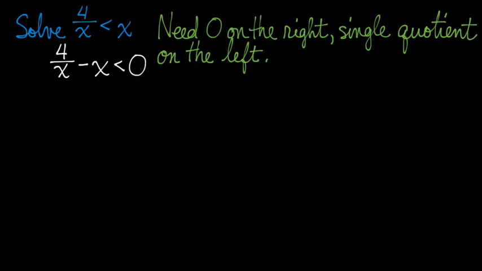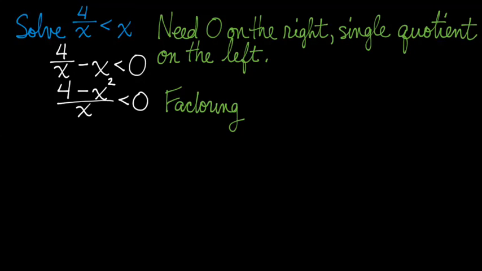Getting that 0 on the right is not difficult. I just subtract x from both sides. And getting a single fraction on the left, that's pretty doable too. What I'm going to do is get a common denominator, x, and I'm going to rewrite that x as x squared divided by x. And then I can rewrite as a single quotient. 4 minus x squared divided by x is less than 0.